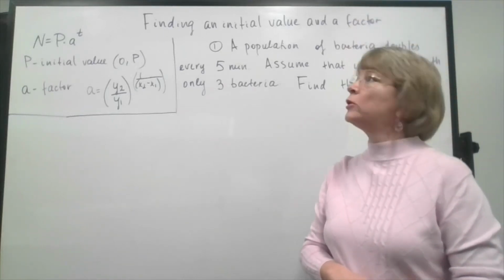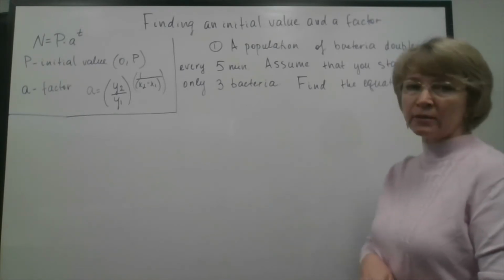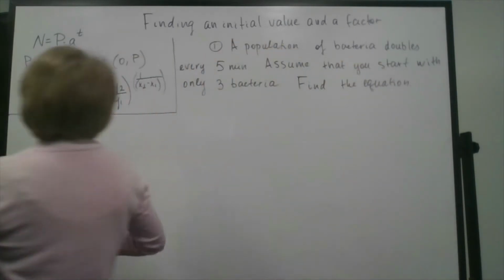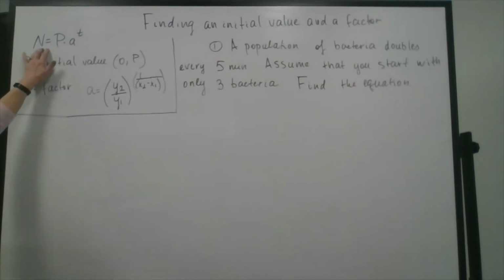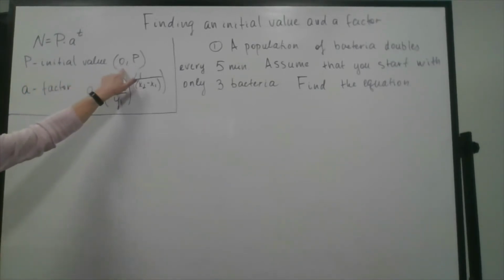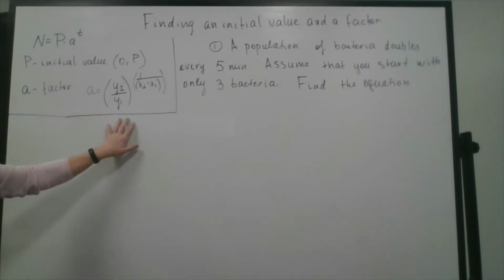In this video, we will learn how to find an initial value and a factor by using formulas. Let's review a little bit. This is the equation for the exponential model. P is the initial value, and you have to remember it as the ordered pair (0, P). And in our previous video, we learned how to find a factor using the formula that we have to memorize.